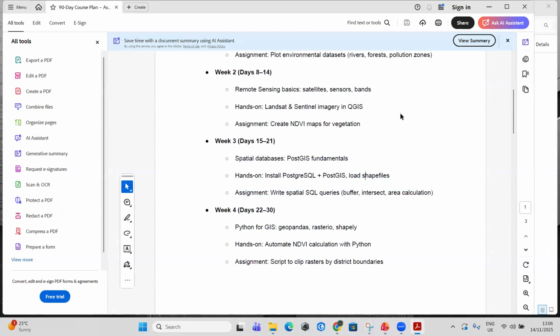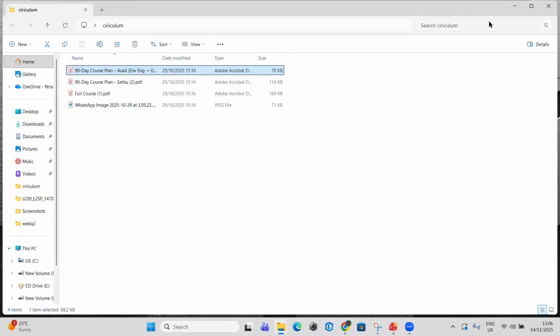Can we also, in SQL, do buffer, intersect and area calculation as well? Your voice got cut. Can you say again? Okay, so in SQL, can we also do buffer calculation and stuff like this? Yeah, everything can be done. When you understand how your query is connected to the shapefile, then you'll understand how you can do it. So we can do something like mathematical calculations and such.